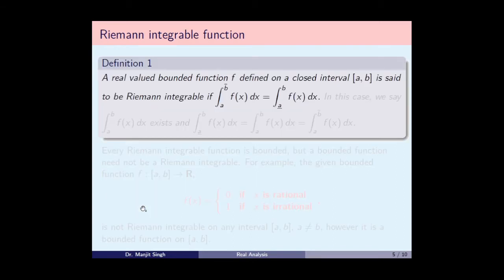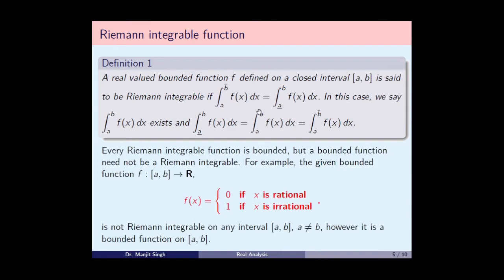Now, a Riemann integrable function: a real valued function f defined on a closed interval is said to be Riemann integrable if the upper integral is equal to the lower integral. So a function is integrable if the upper integral is equal to the lower integral. In this case, we say the integral exists. This integral from a to b of f(x) dx exists, and the common value is equal to the common value of the upper and lower sums. This is an interesting example here.